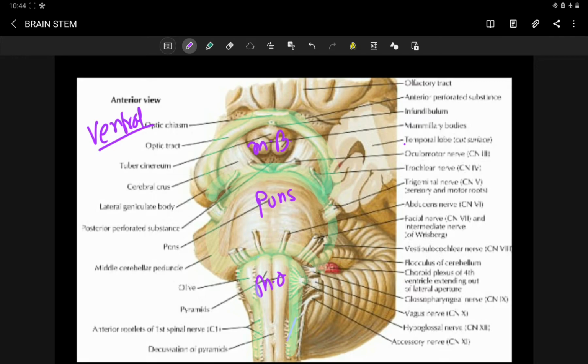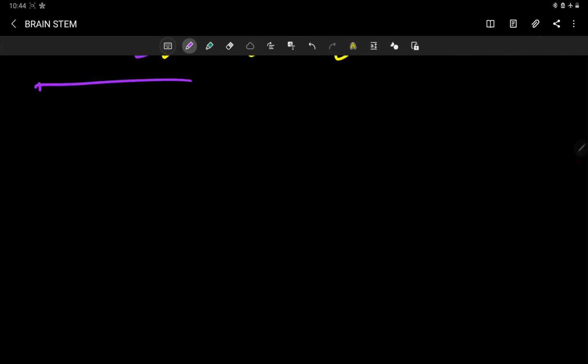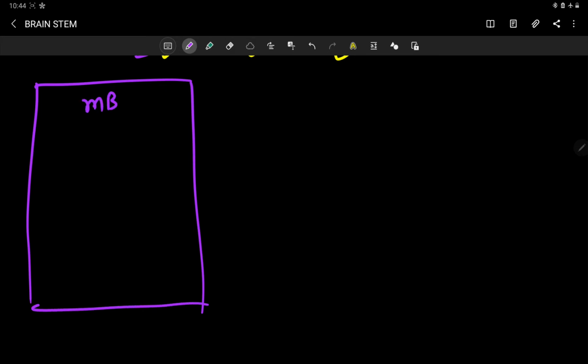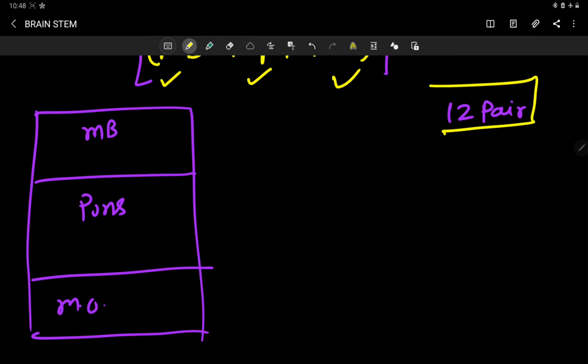Now you can see various cranial nerve roots are emerging out from your midbrain area, from your pons area, from your medulla oblongata area. So let's draw a schematic representation for this. Let's imagine this is the schematic representation of midbrain, pons, and medulla oblongata. Humans have 12 pairs of cranial nerves.